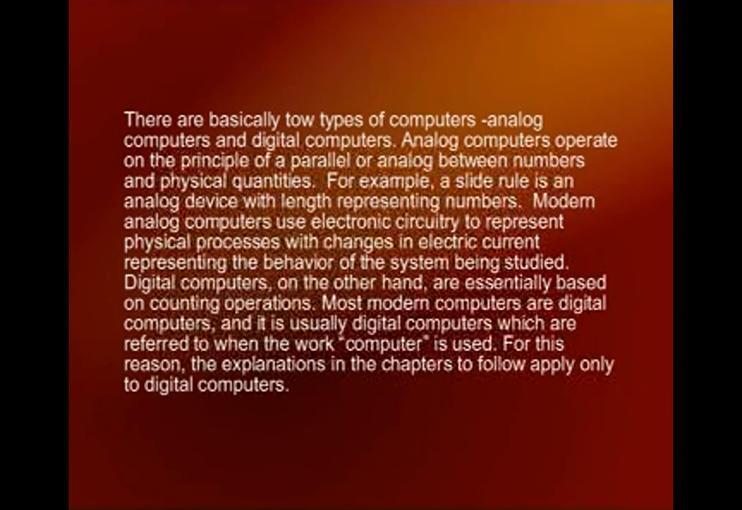There are basically two types of computers, analog computers and digital computers. Analog computers operate on the principle of a parallel or analog between numbers and physical quantities. For example, a slide rule is an analog device with length representing numbers. Modern analog computers use electronic circuitry to represent physical processes with changes in electric current representing the behavior of the system being studied.